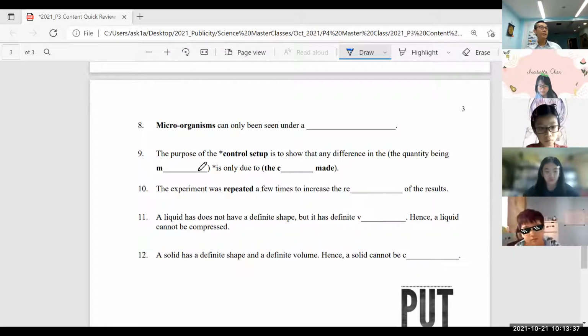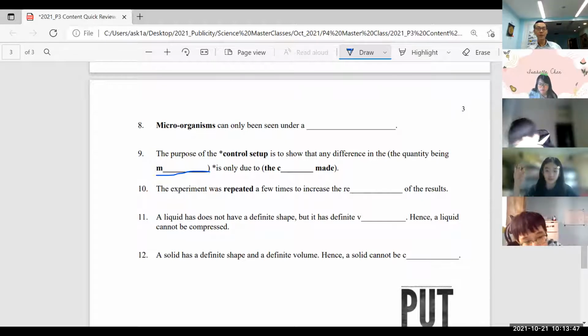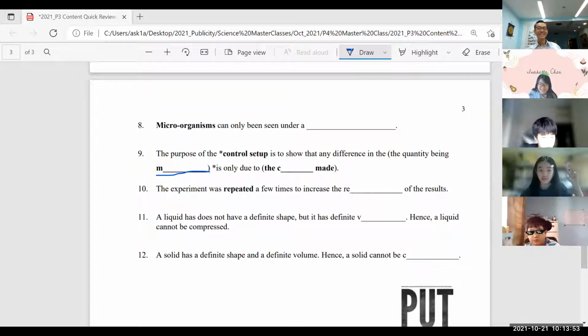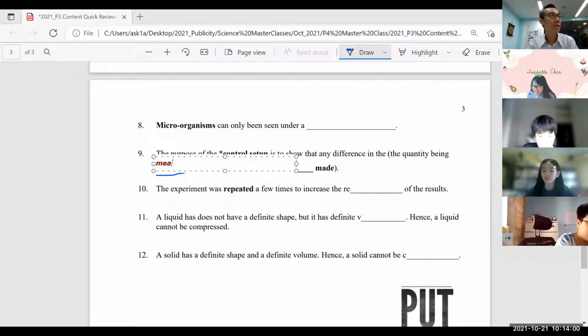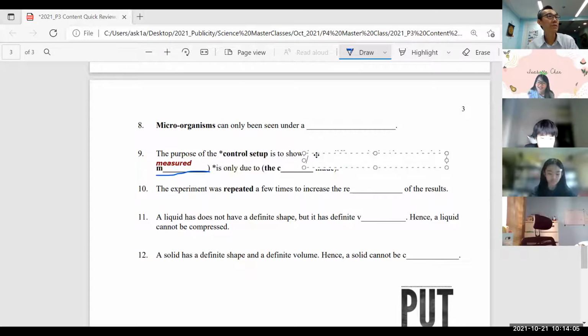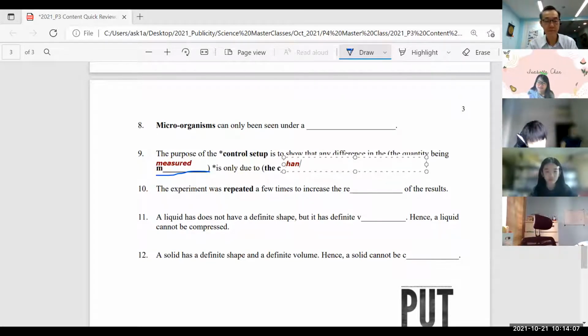Okay, 9, this one. I think Jude, you know, right? Jude, what's the answer? Can you see the number 9 answer? I also don't know. I thought you learned from my learning center. Never learned before. Okay, you know the control setup, right? This one, the quantity being measured. Yeah, being measured. And it's only due to the change made.